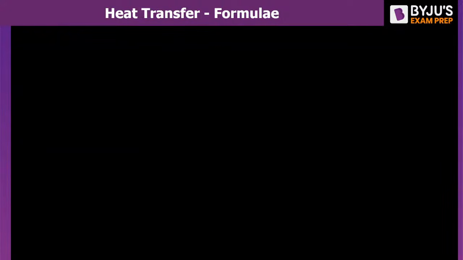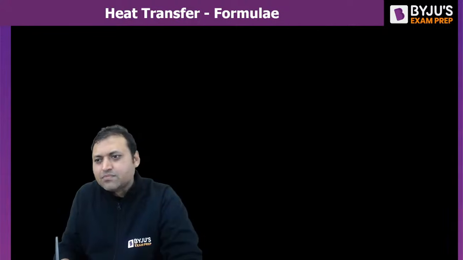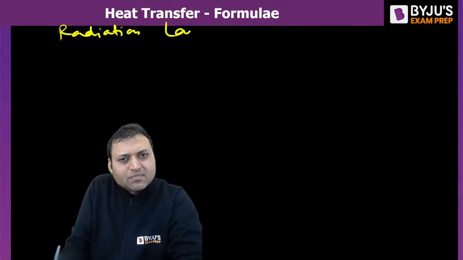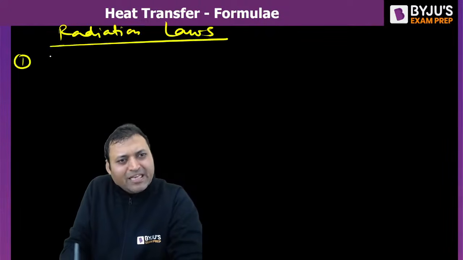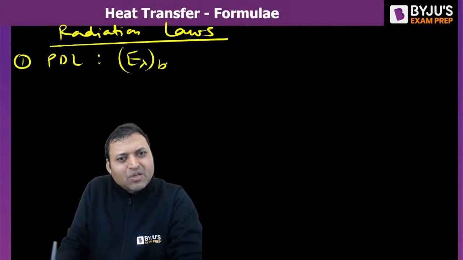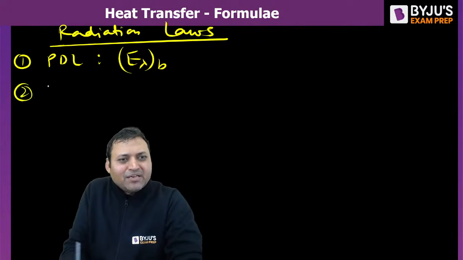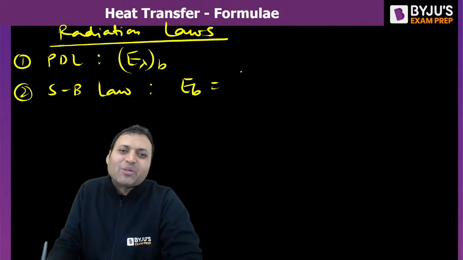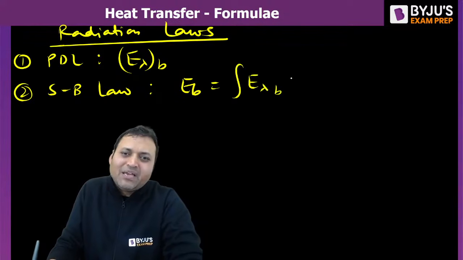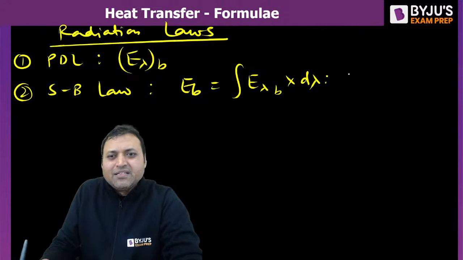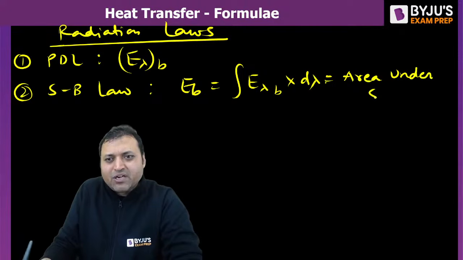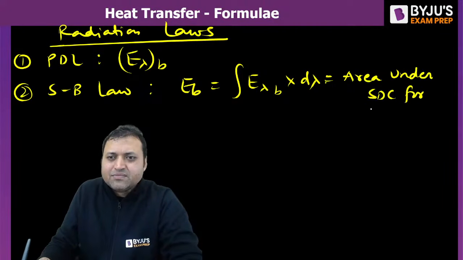Then some radiation laws. One is Planck distribution law. It is about E lambda B, monochromatic emissive power of the black body. Then Stefan-Boltzmann law. That is about EB, total emissive power of the black body, that can be obtained from E lambda B into d lambda integration. That is the area under the spectral distribution curve for emission.